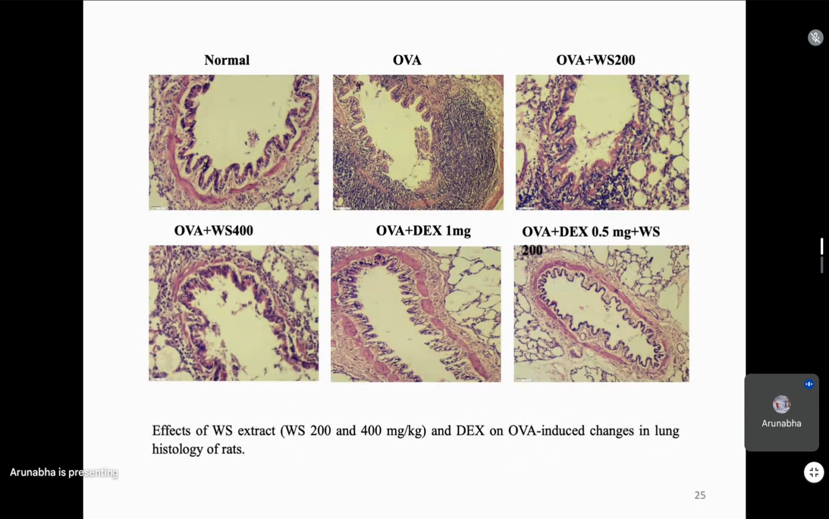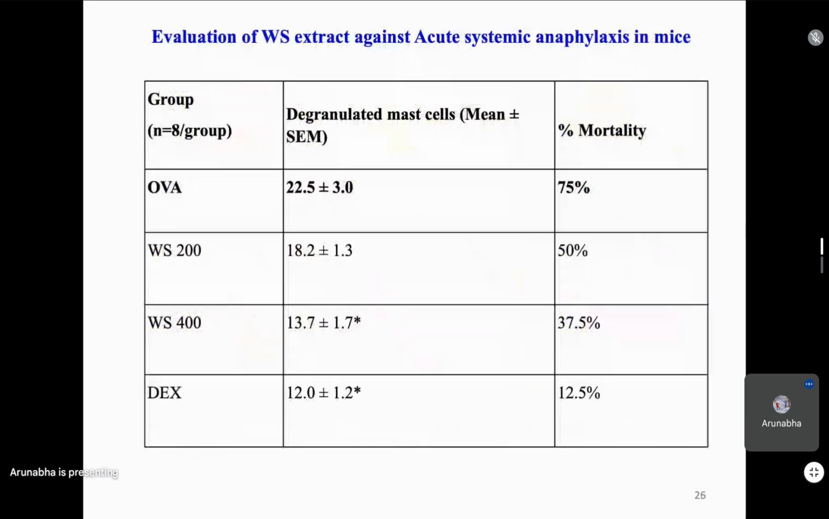This is the histopathological picture. You can see the normal lung in the first one, and then you can see the disease control where the remodeling has set in. You can see the musculature, how constricted it has become, and then treatment with Withania somnifera, and then dexamethasone, and then the combination of dexamethasone and Withania somnifera. So you can see that Withania somnifera and its combination with dexamethasone has clearly reduced the airway remodeling seen in bronchial asthma.